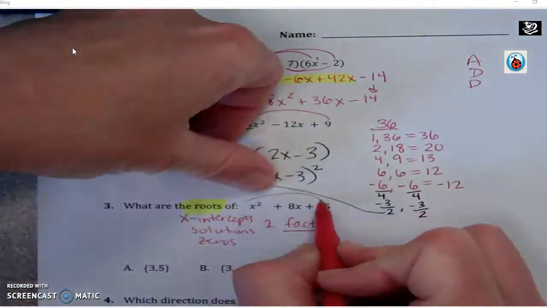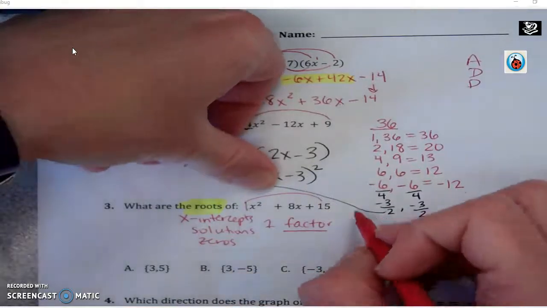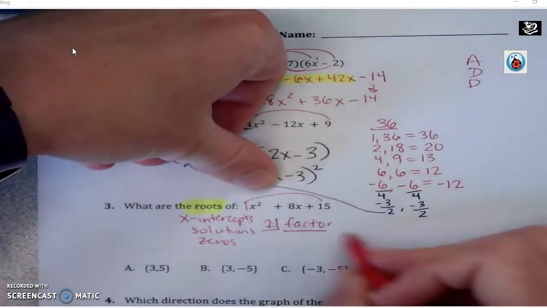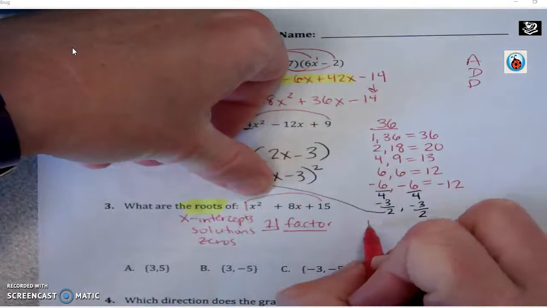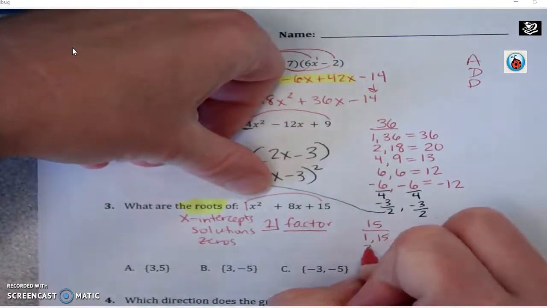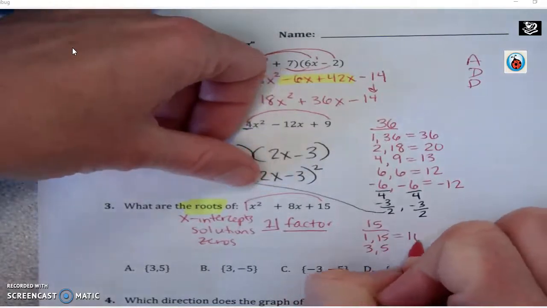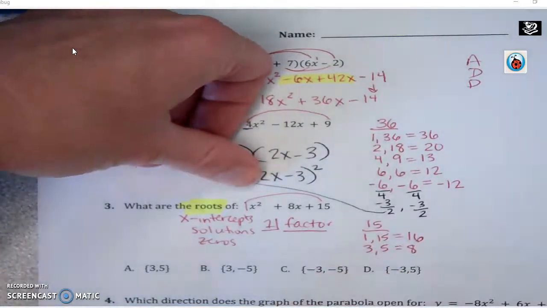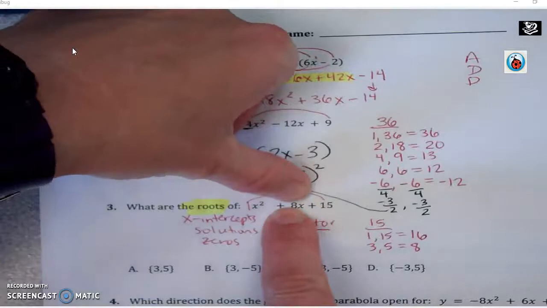So I multiply my a and c again. 1 times 15 is 15. So what are things that multiply to give me 15? 1 and 15, 3 and 5. 1 and 15 add to give me 16, but 3 and 5 add to give me 8. And I want it to give me 8.